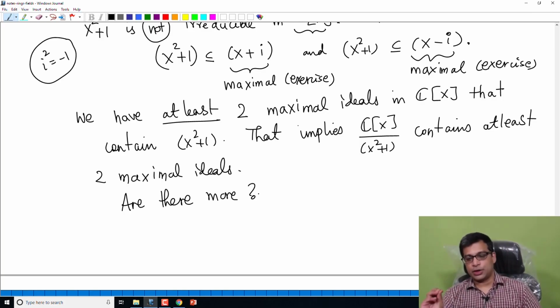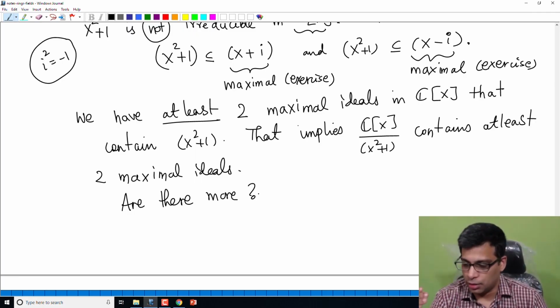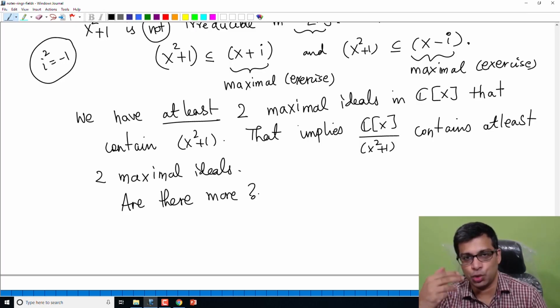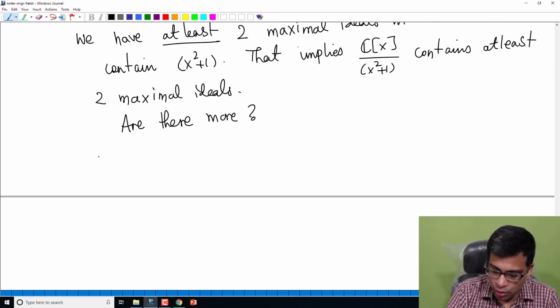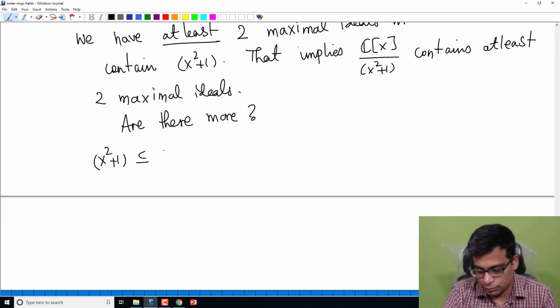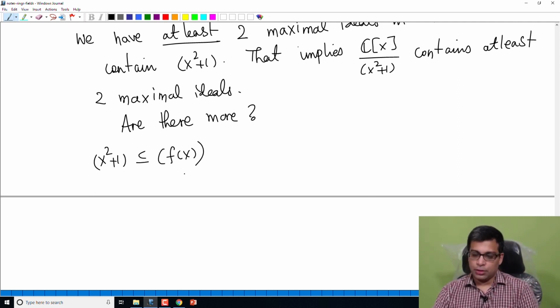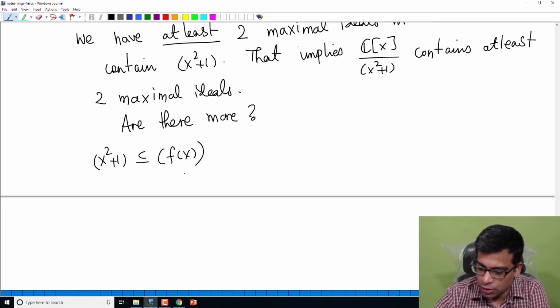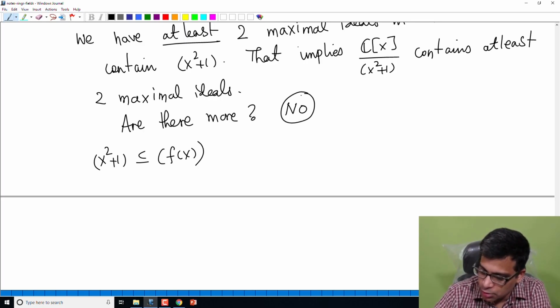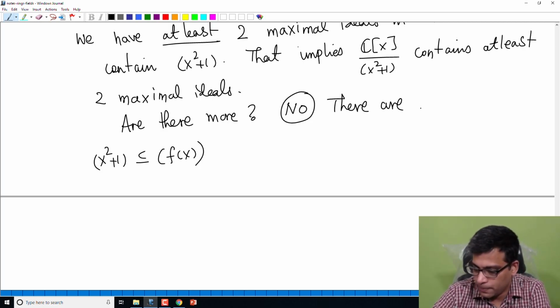So you have at least 2 maximal ideals, unlike the ring R[x] mod x squared plus 1, which has a unique maximal ideal. The ring C[x] mod x squared plus 1 has at least 2 maximal ideals. Are there more? If there are more, you will have a maximal ideal generated by a single polynomial f(x), which is irreducible in C[x], and the ideal generated by f(x) contains the ideal generated by x squared plus 1. So now I will leave this as an exercise to show that there are no more.